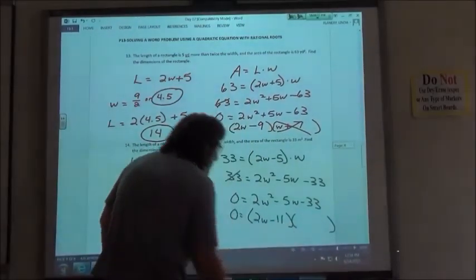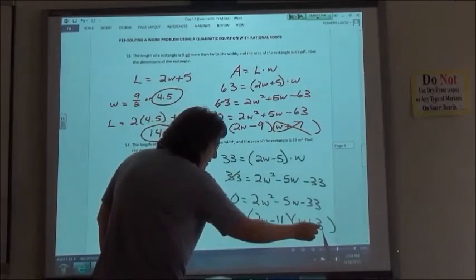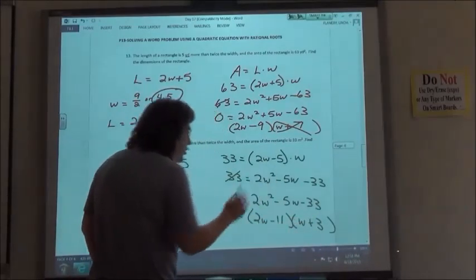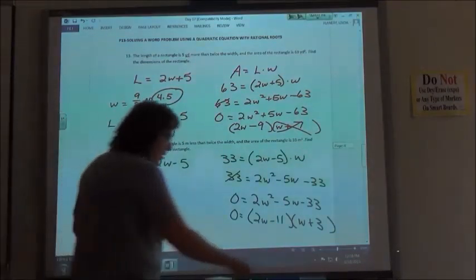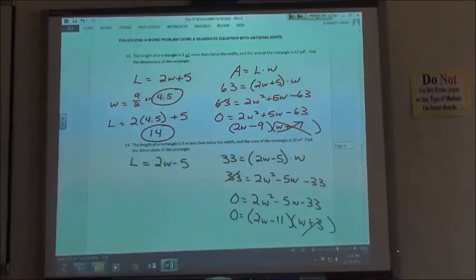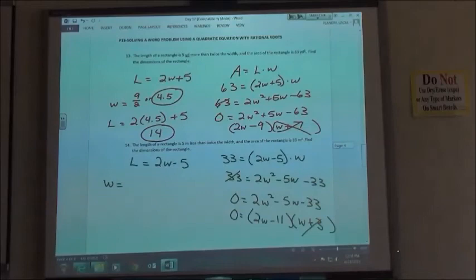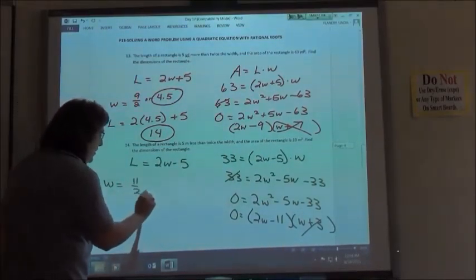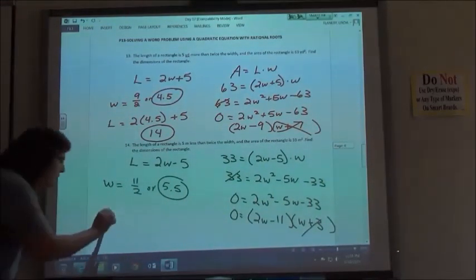W minus 11 and W plus 3. That would give us 6W minus 11W, which sure enough is the -5W. We know the one with the plus sign isn't going to work because that's going to give us a negative answer. On the other one, if we solve that for W, we would get 5.5, right? We get 11 over 2, which is 5.5, which is how they're going to want that answer. So my width is 5.5.